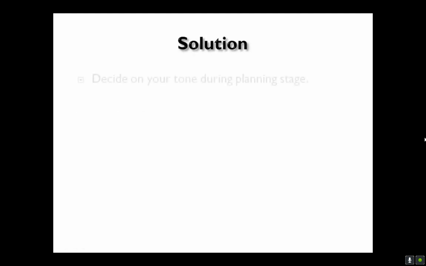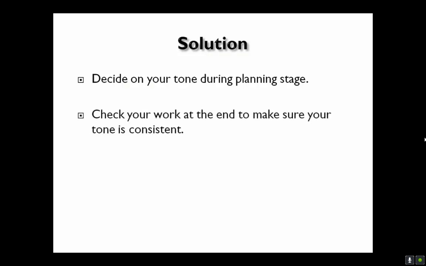So the solution to this is decide on your tone during the planning stage. When you're planning, as I taught you before, make sure you decide if it is an informal or a formal letter before you start planning. And also check your work at the end to make sure your tone is consistent. Now, in modules 8 and modules 10, I'm going to show you the language that you should use in order to make sure your letter is formal or informal. So just during the checking stage at the end, after you finished your letter, just make sure that everything is consistent.